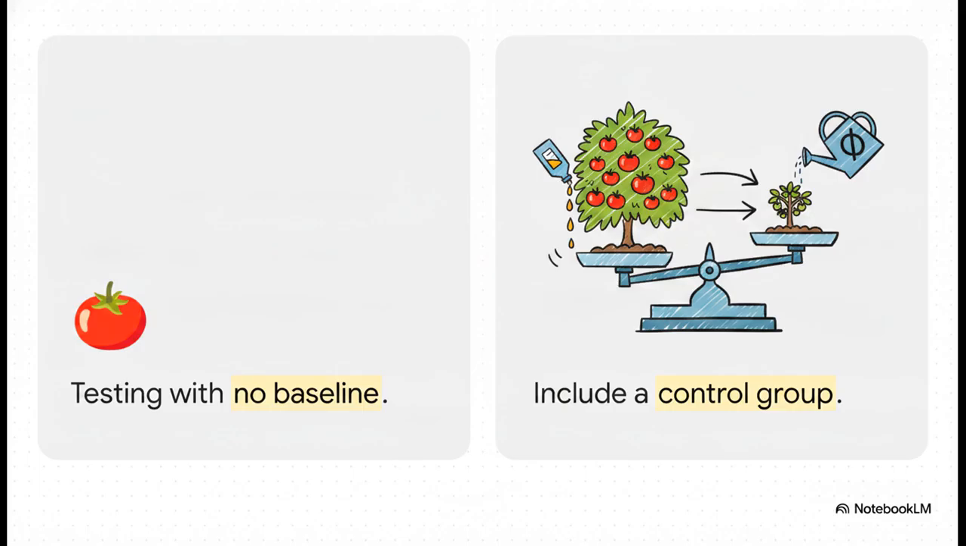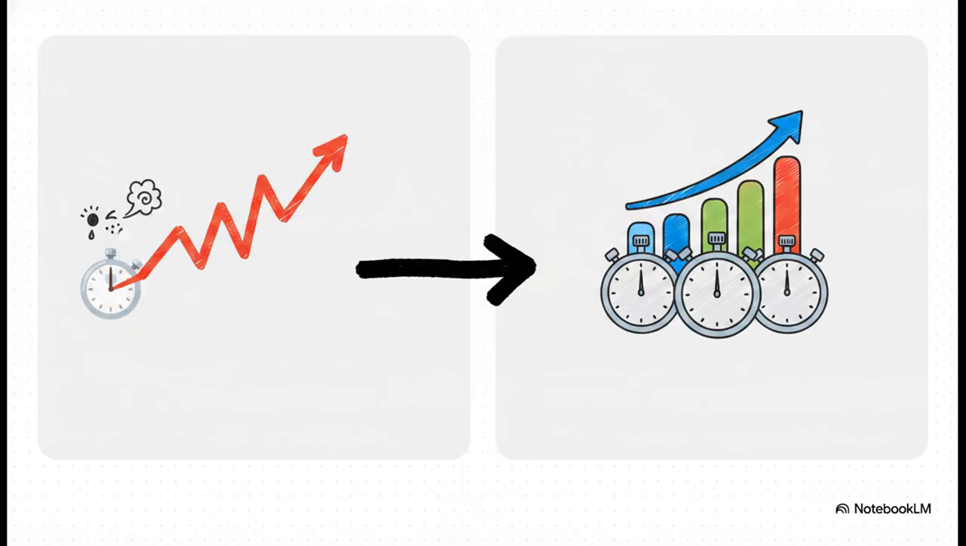The solution is to include a control group, plants receiving 0 fertilizer. That baseline group instantly proves whether your manipulated variable is actually doing the work. And mystery number 3. Let's say we're testing student reaction times, but we only take one single measurement per student.